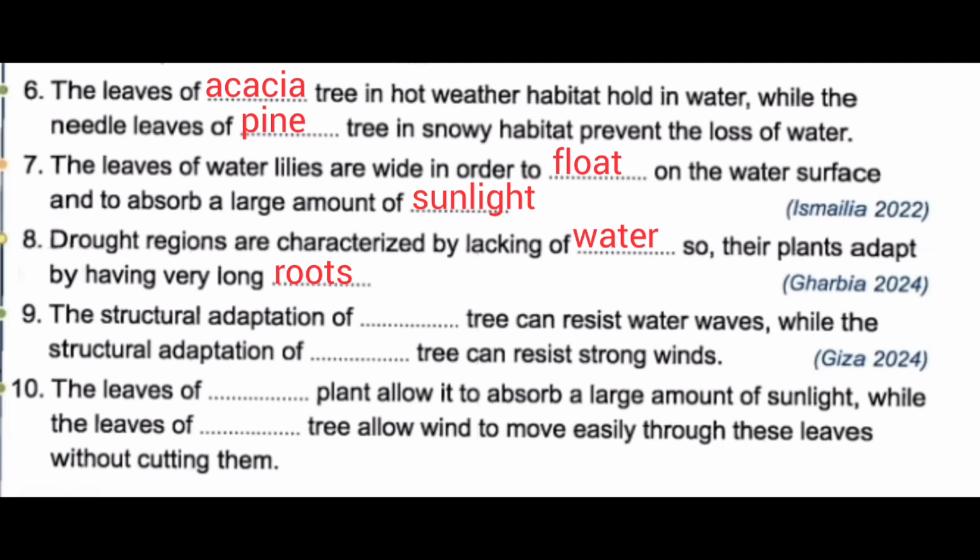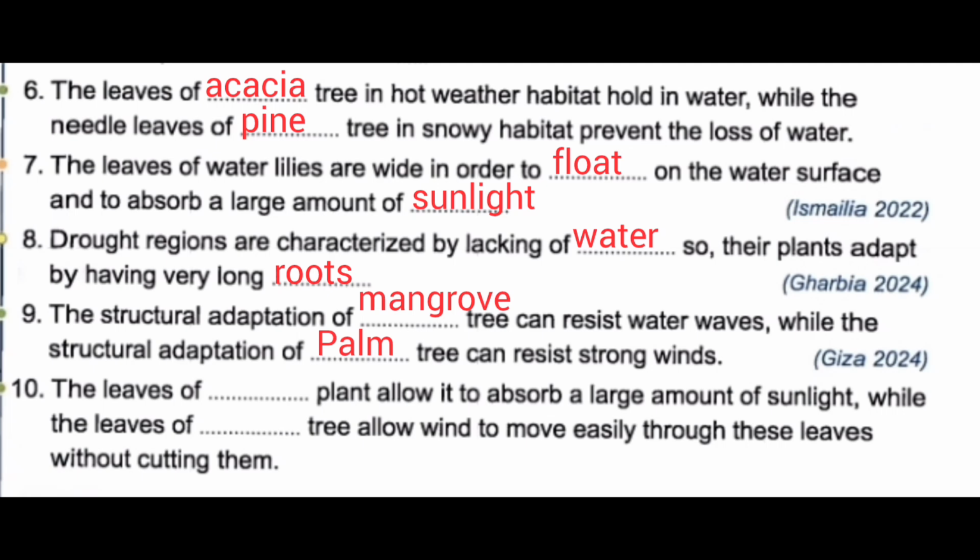Number 9. The structural adaptation of blank tree can resist water waves, while the structural adaptation of blank tree can resist strong wind. The structural adaptation of mangrove tree can resist water waves, while the structural adaptation of palm tree can resist strong winds.